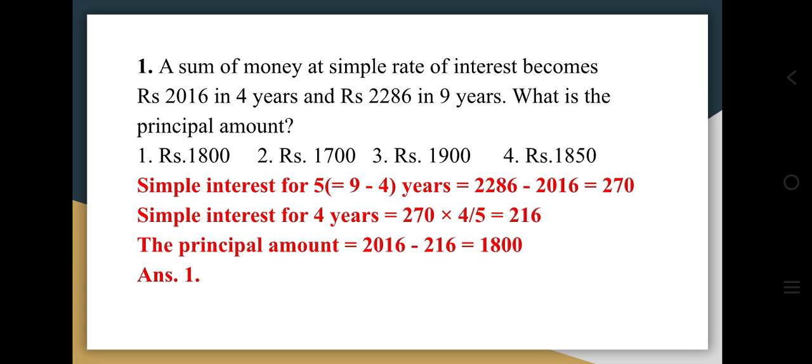So simple interest for 4 years is 216, but the amount becomes 2016 in 4 years. So 2016 is principal amount plus simple interest for 4 years. So the principal amount is 2016 minus 216, that is 1800. So the answer is choice 1.